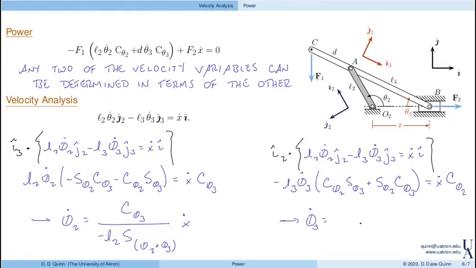And that becomes cosine of theta 2. And then in the numerator, like I did before, I'll notice that this is sine of theta 2 plus theta 3 times x dot. In this example, we have this sine of theta 2 plus theta 3 in the denominator of both pieces. That may or may not happen, right?